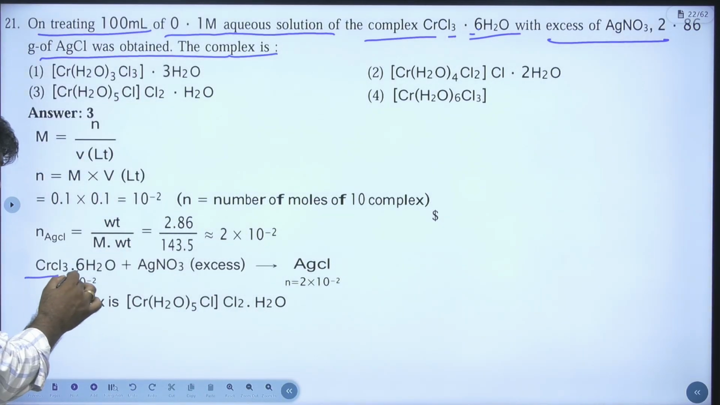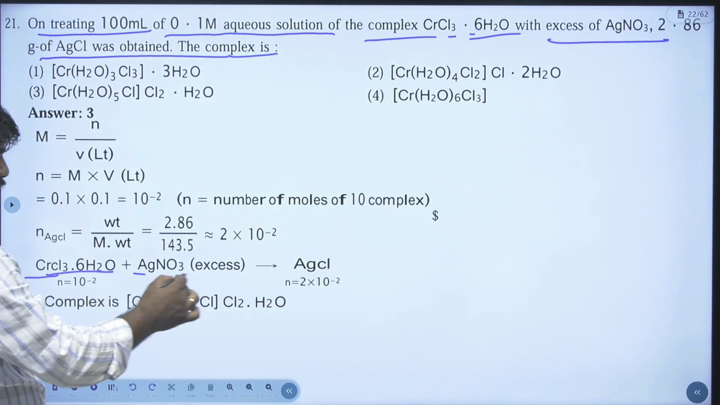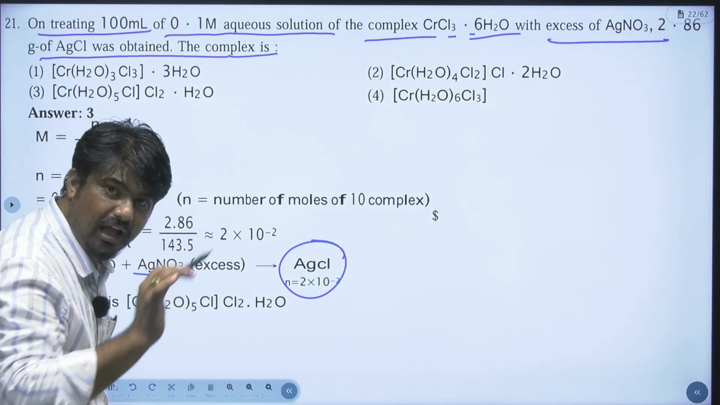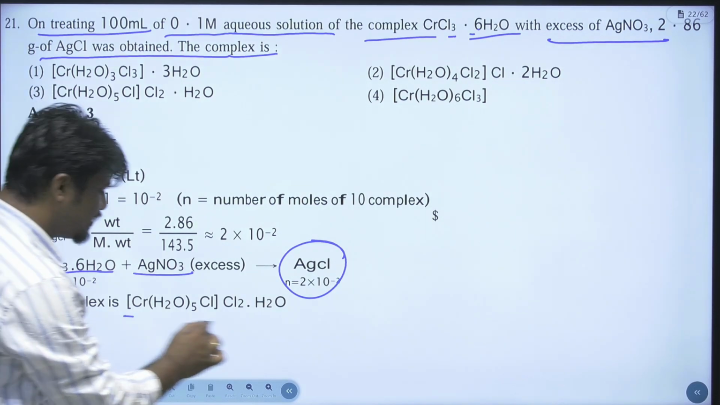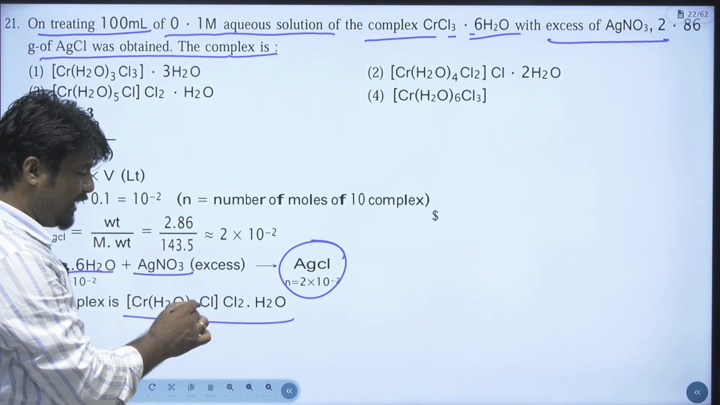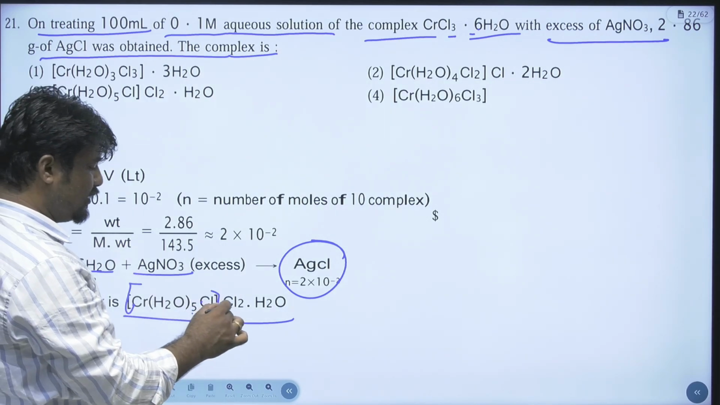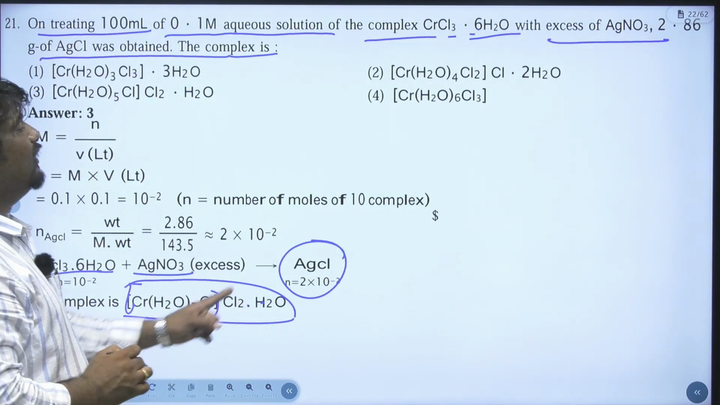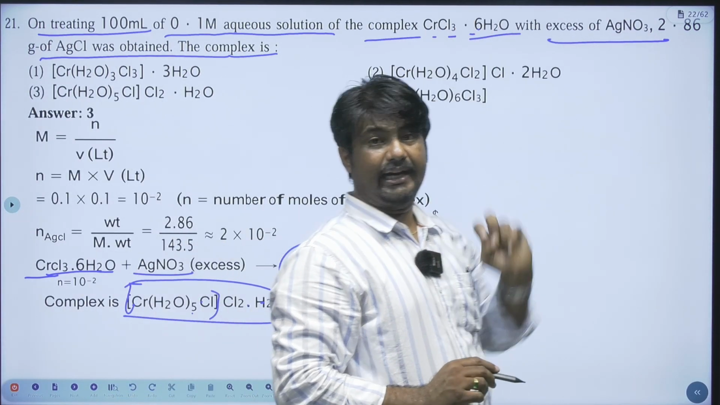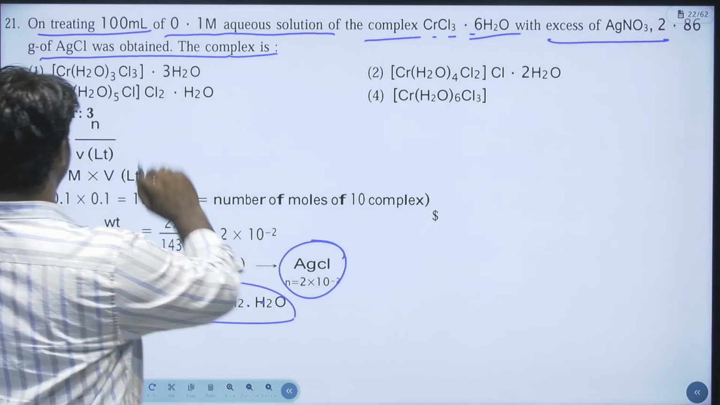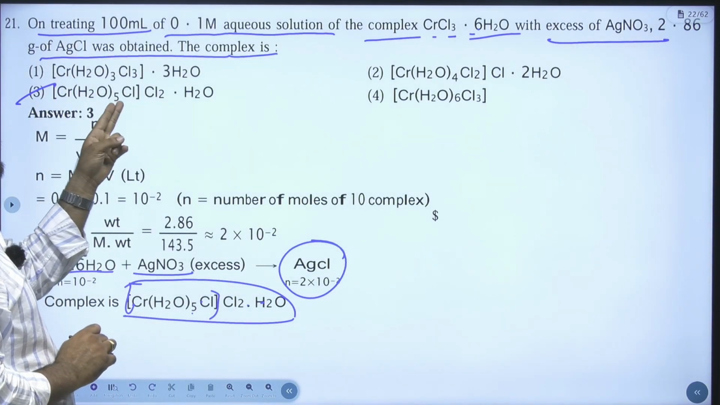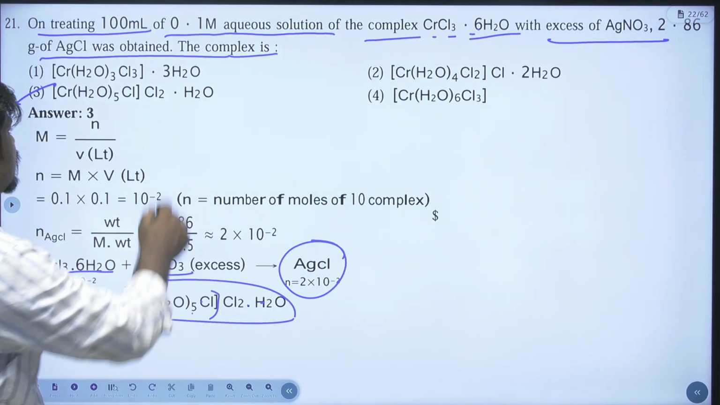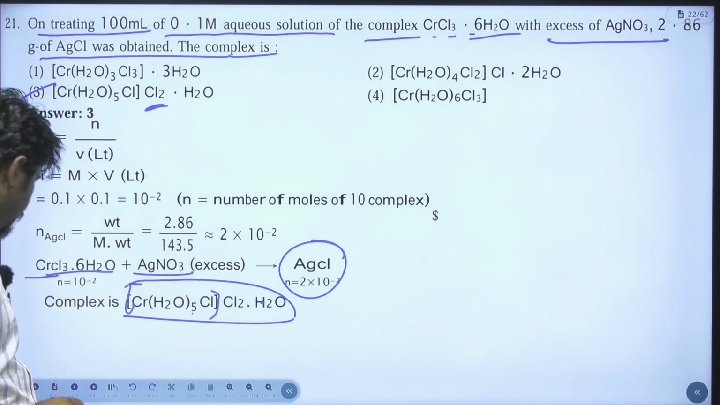When hexahydrated chromium chloride is reacted with excess of AgNO3, it will give AgCl as a byproduct, along with the complex [Cr(H2O)5Cl]Cl2·H2O. So this is the complex which is formed by reacting these two reactants. So the right answer is the third, that is pentaaquachloridochromium(III) chloride. Go to the next question.